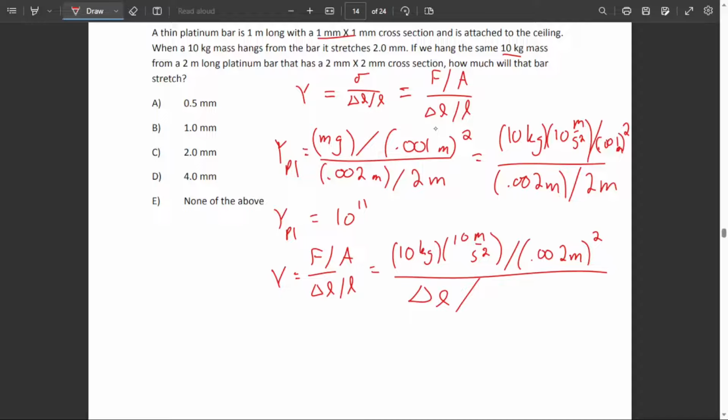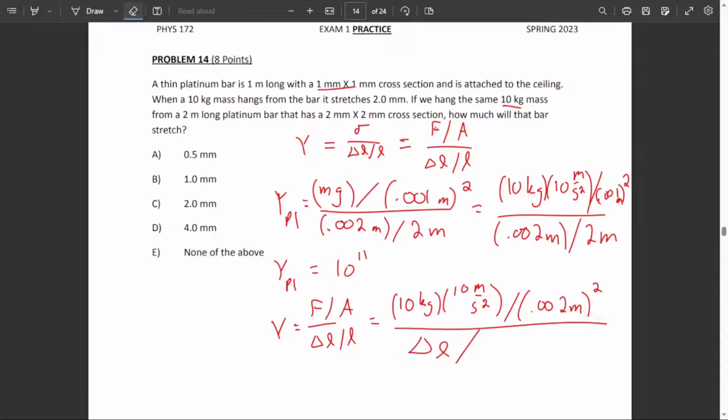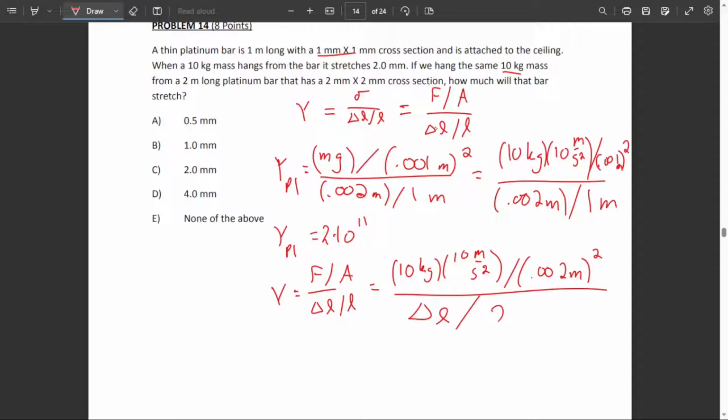Hold on a second, I made a mistake. I used the wrong numbers for the first bar. It's only 1 meter long. Wait, I did it again. There we go. And that will cause our answer to be 2 times as big. And then our second bar is 2 meters long.